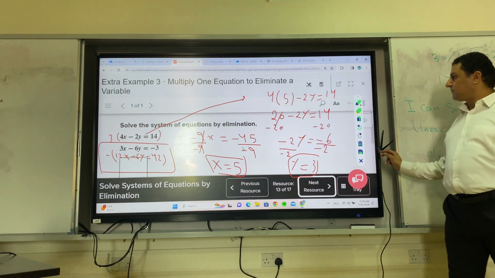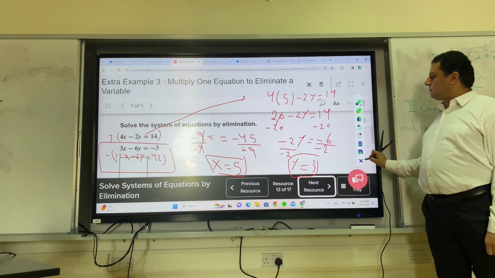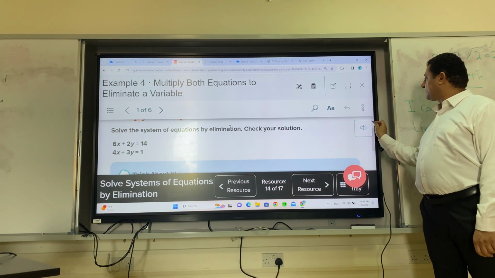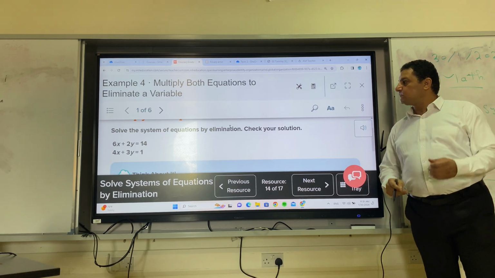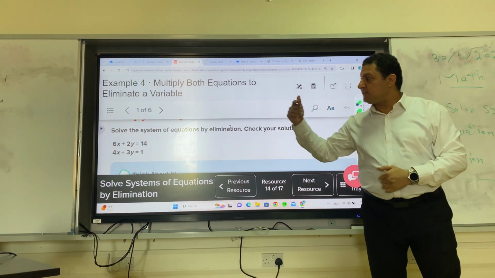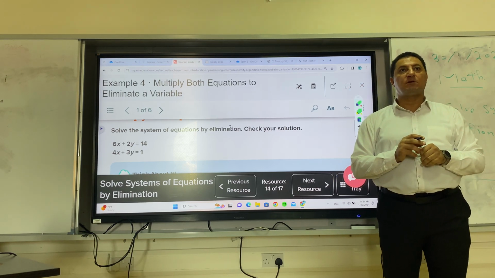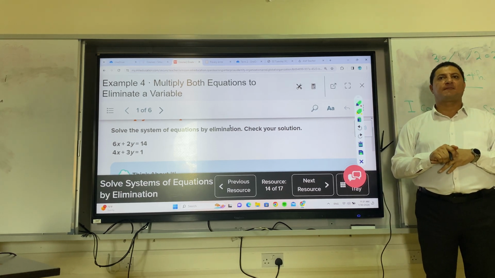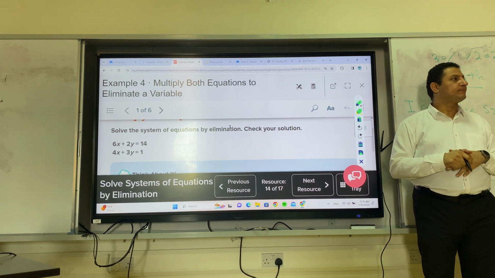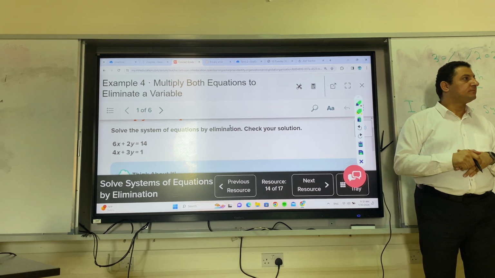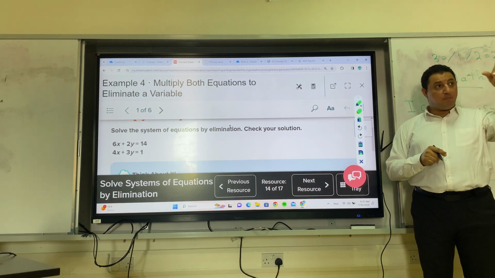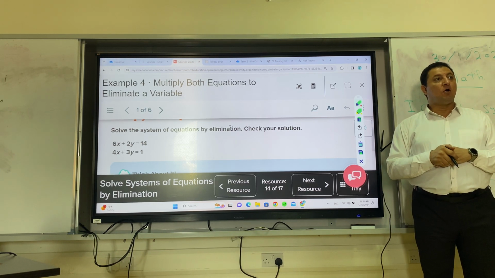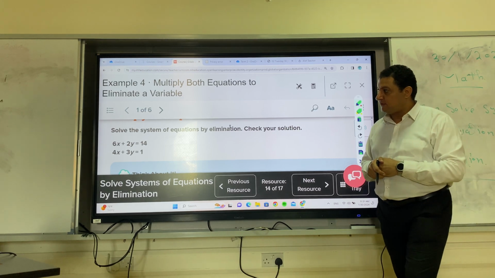Let's jump to one more example. Who can give me the idea of this example? Someone please. Think. Yes, sir. You multiply both the equations. I multiply both equations to get what? You get equal values. Okay, which variable are you focusing on, x or y?